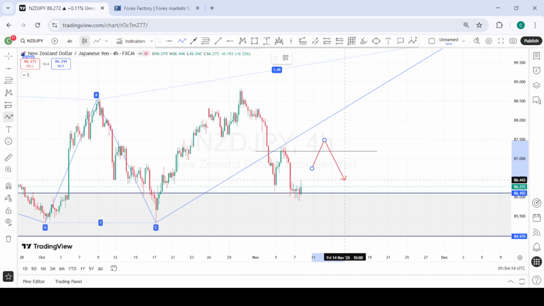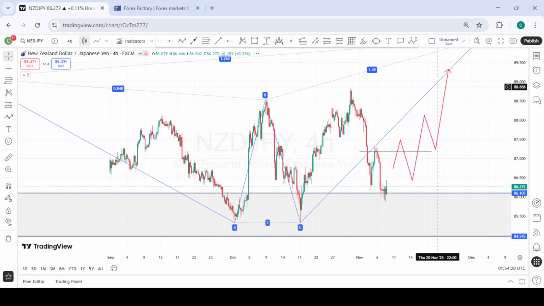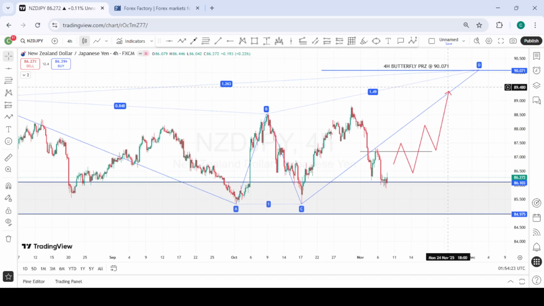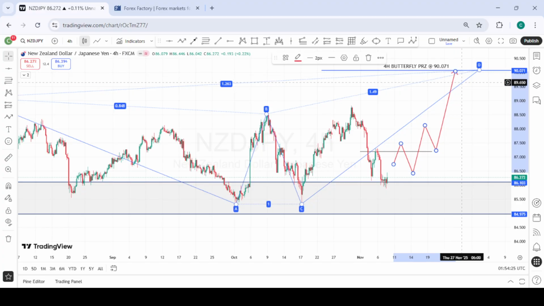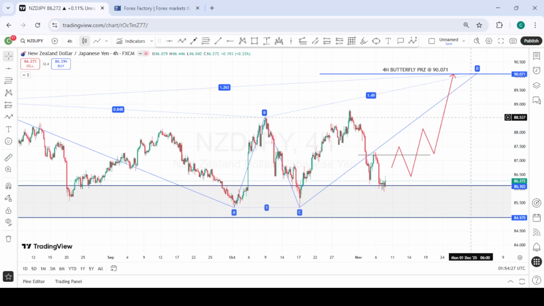So if we get price to break this 4-hour or daily structural high here, and we get a higher low formation or a possible right shoulder, we'll look for buys to the upside to complete this butterfly pattern on NZDJPY. So you just have to be patient to wait for price to develop more for us to take our decision from there.